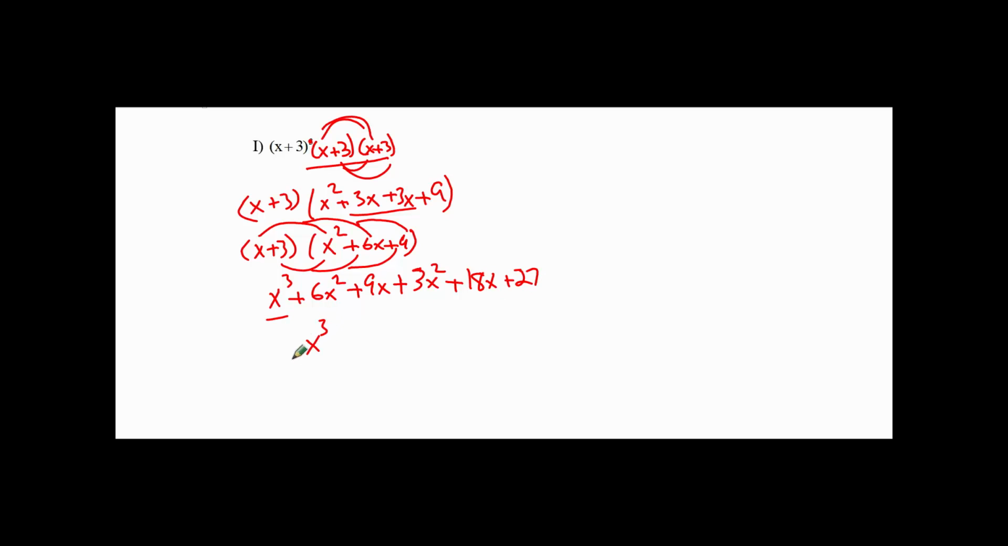And then we look for our like terms. No more x cubed, so that's it. We have x squared here and x squared here, so 9x squared. 9x and 18x makes 27x. And then the 27 is just hanging out there. And so that's all she wrote.